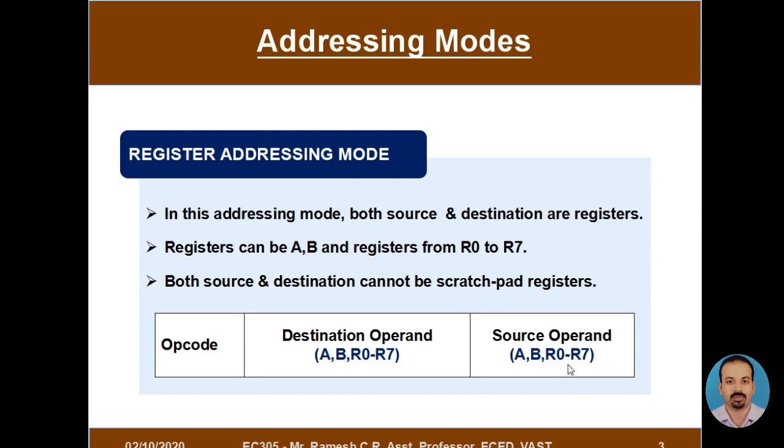registers. It is mandatory that in all the instructions done by the 8051, one of the registers should always be the accumulator. So you can have instructions like opcode A comma B, or A comma R0, or B comma R0, like that. Even B comma R0 is supported, but we won't be using that generally. We will always be using one operand stored in the accumulator register.